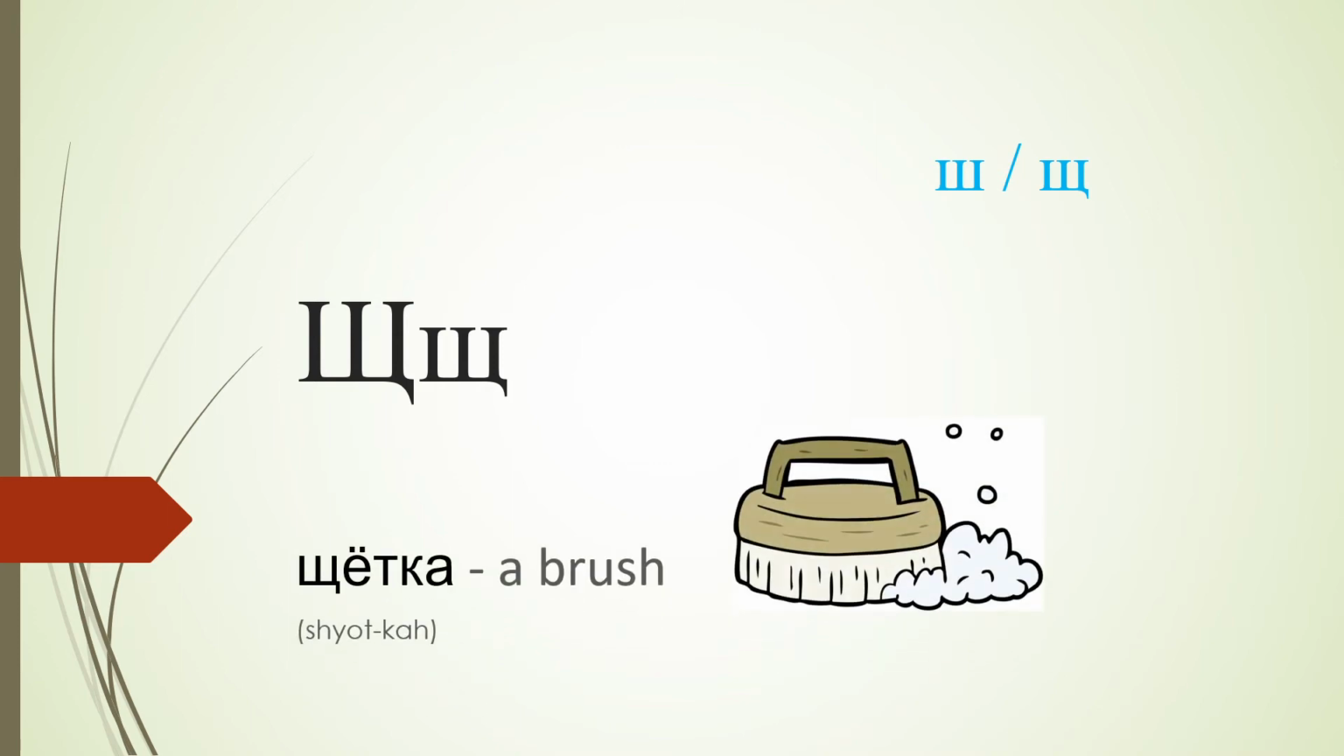But to make this sound, just make the sha sound, but raise your tongue to the roof of your mouth, closer to the palate of your mouth. And you should go from sha to sha. And an example word is щётка, which means brush. Щётка.